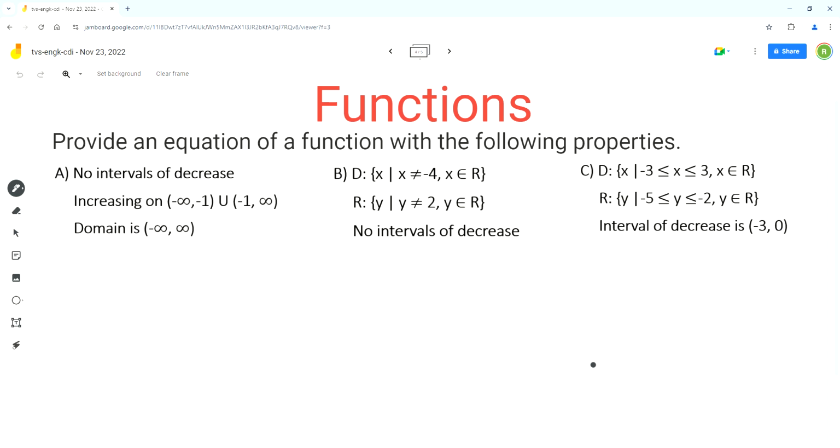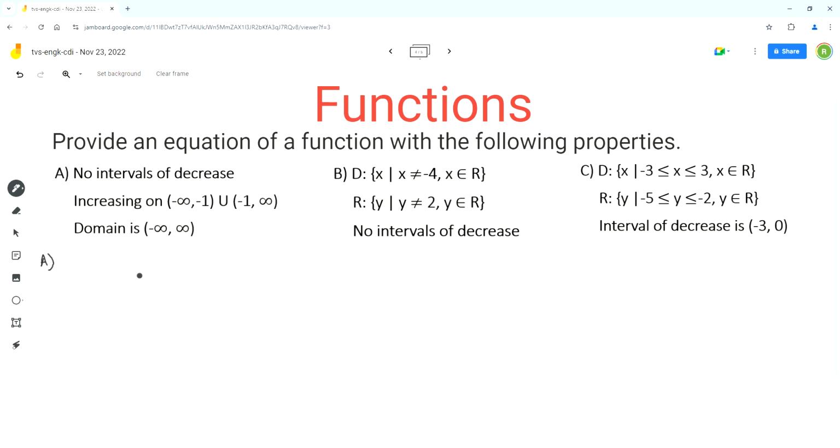So in this video, we'll solve this problem using the concepts of functions. As per the problem, provide an equation of a function with the following properties, and we are given these three different function properties. The answers for this question can vary. So let's start with part A.